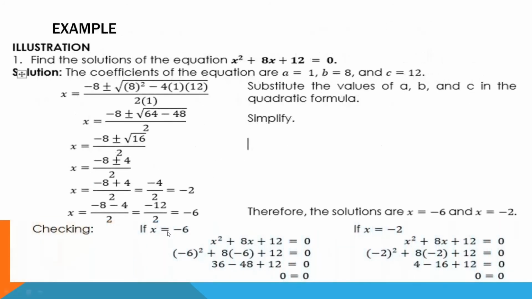So, what we are going to do is to find the solution of the equation x squared plus 8x plus 12 is equal to 0. If our equation is not in standard or general form, then we need to make the equation in general form. But in our example here, it is already in standard form. Therefore, no need to rearrange it.